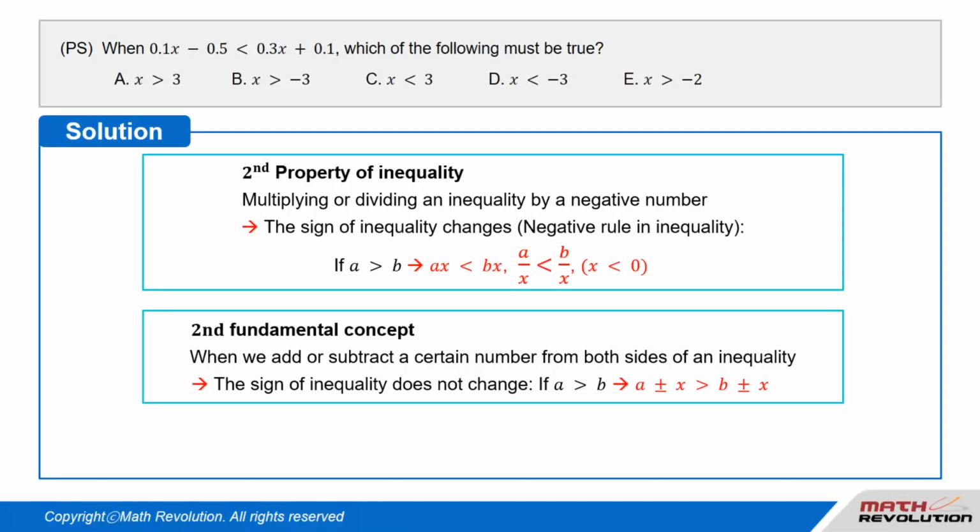When we add or subtract a certain number from both sides of the inequality, the sign of inequality does not change. So, if we add or subtract x from both sides of an inequality, it does not affect the inequality sign. If a is greater than b, then a plus or minus x is greater than b plus or minus x.